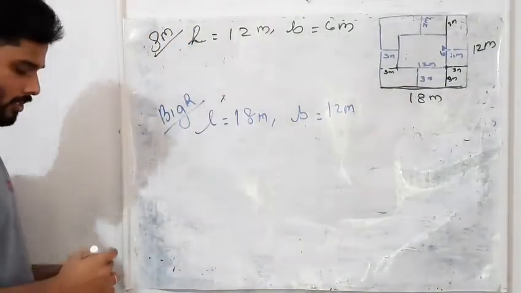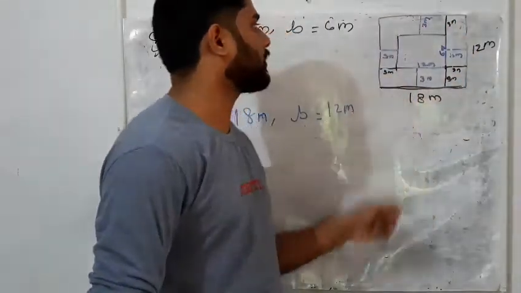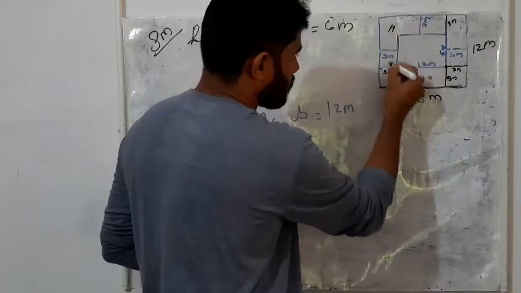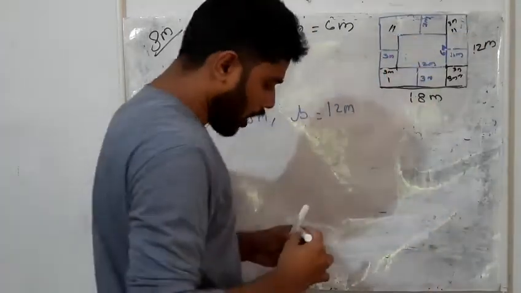Is this much clear? So we have to find out the area of this path. This path means this area. You can understand from here this full area. Clear? How can we find it out?